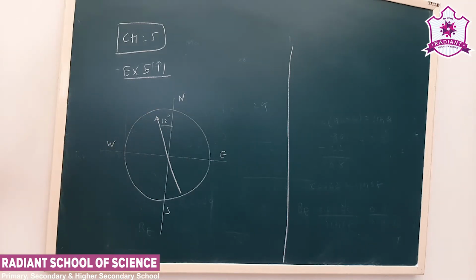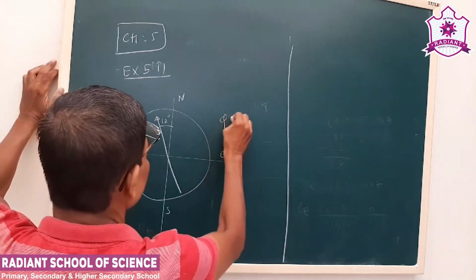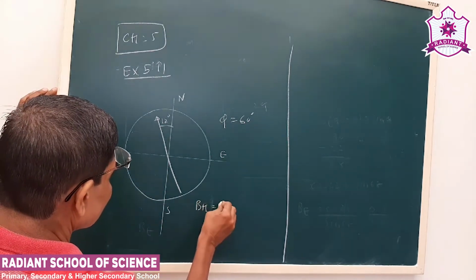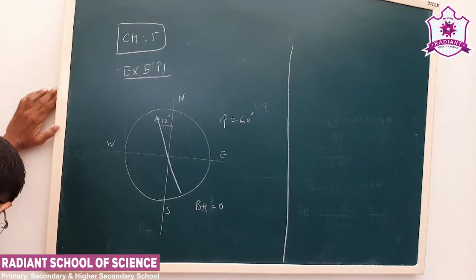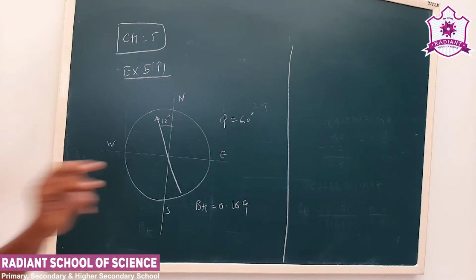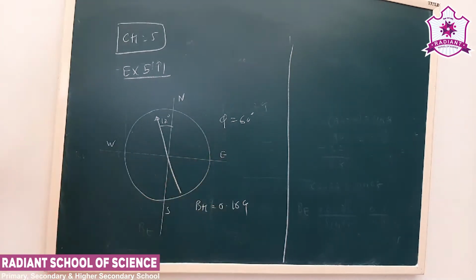Okay, see, the north tip of the magnetic needle placed in the plane of the magnetic meridian dips 60 degree with the horizontal. Okay, 60 degree with the horizontal. So angle phi is 60 degree. Now see, the horizontal component of the Earth's magnetic field is 0.16 Gauss.